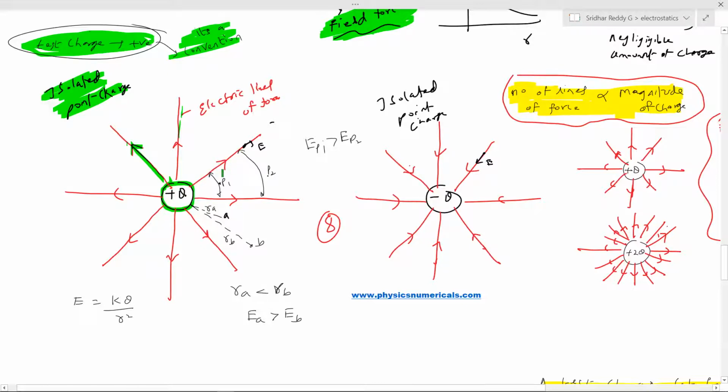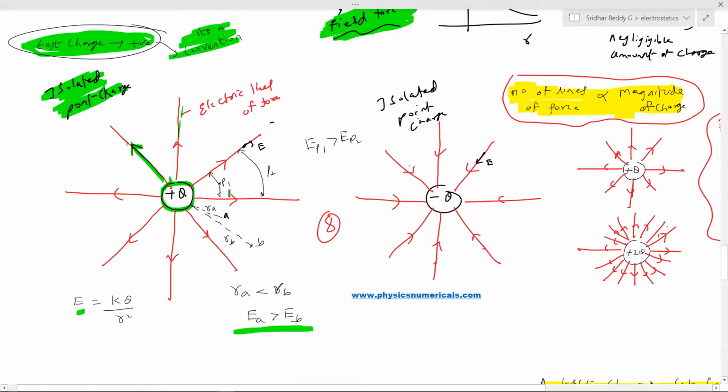One more thing: I will look at the spacing between them. You can see this. Point A is at a distance RA. What about point B? It is at a distance RB. Then which distance will be more, RB greater than RA, or RA less than RB? Then according to the formula, E equals KQ by R square. If RA is less than RB, then the field strength at A should be greater than at B.